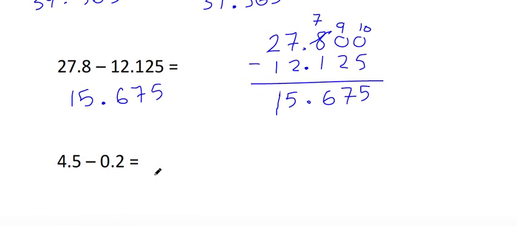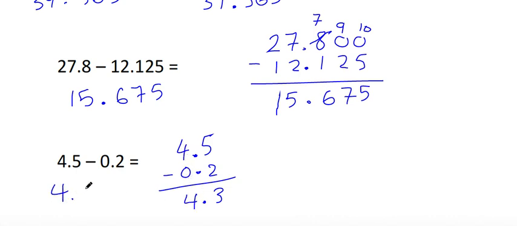Next one, a simple one, 4.5 minus 0.2. 5 minus 2 equals 3 and point down, and 4 minus 0 equals 4, so it will be 4.3.